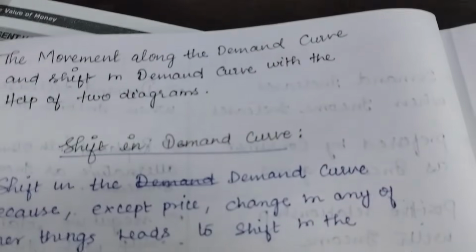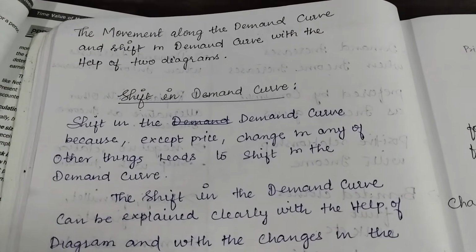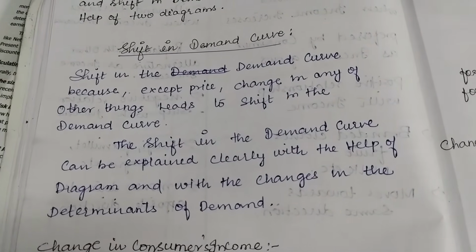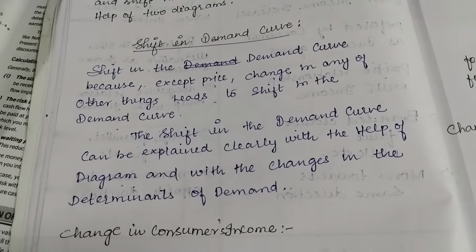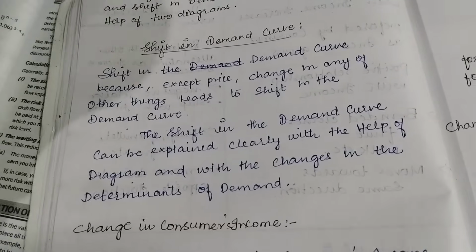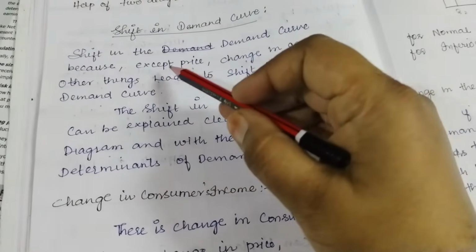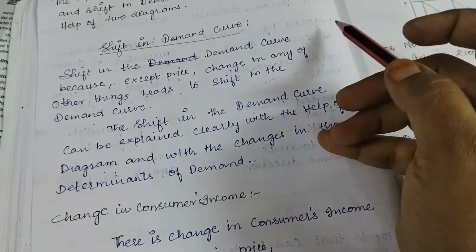Now we are going to understand the movement along the demand curve and the shift in the demand curve with the help of 2 diagrams. First we'll understand the shift in the demand curve. A shift in the demand curve happens when, apart from price, other things change. For example, the price is not changing here, only other things change, and that leads to a shift.